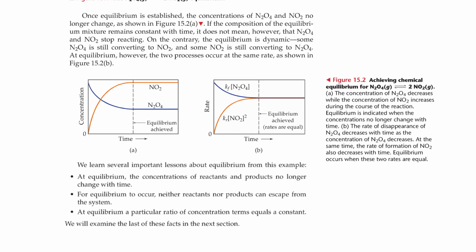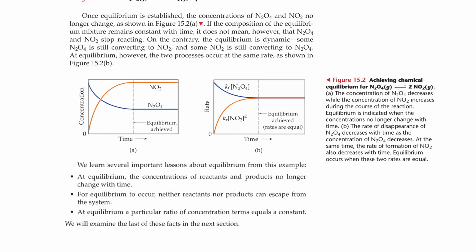If the composition of the equilibrium mixture remains constant with time, it does not mean, however, that dinitrogen tetroxide and nitrogen dioxide stop reacting. On the contrary, the equilibrium is dynamic. Some N2O4 is still converting to NO2, and some NO2 is still converting into N2O4. At equilibrium, however, the two processes occur at the same rate, as shown in figure 15.2b.